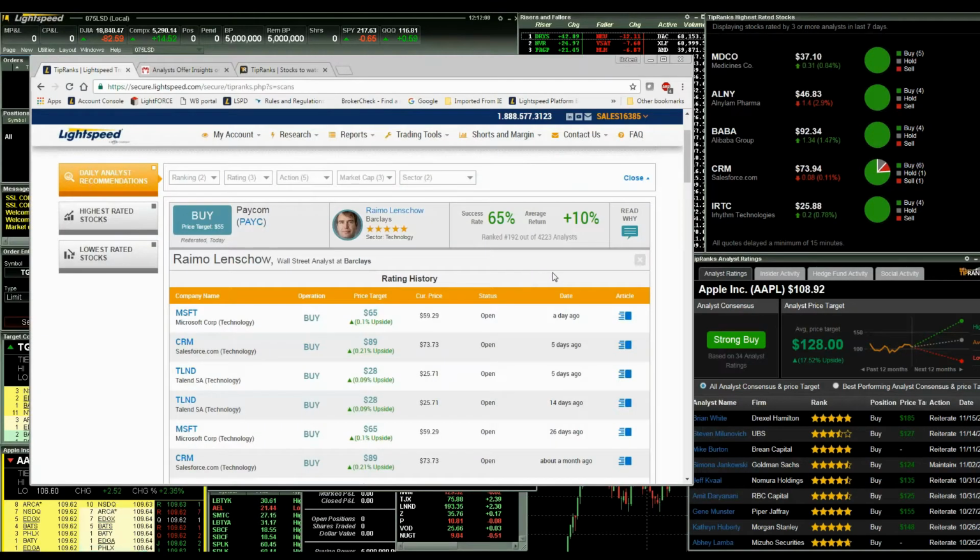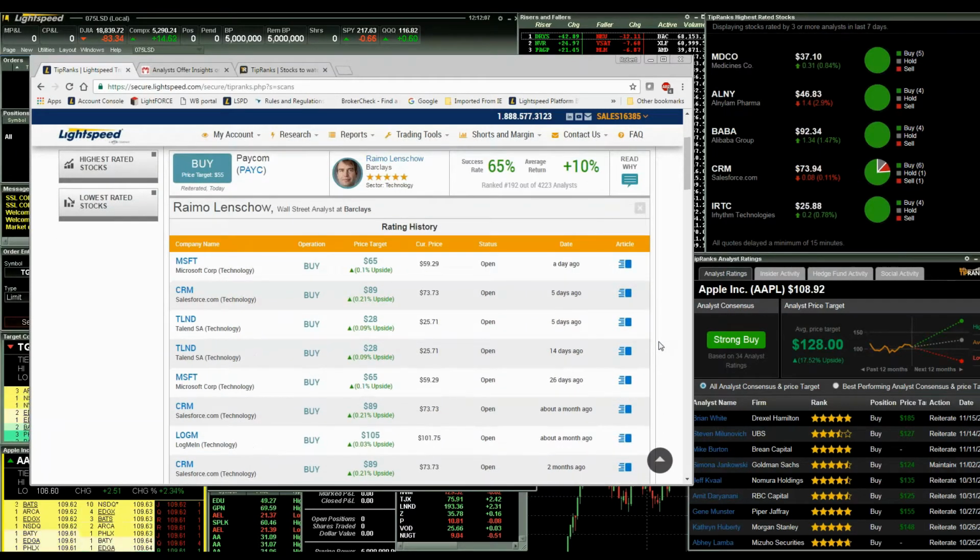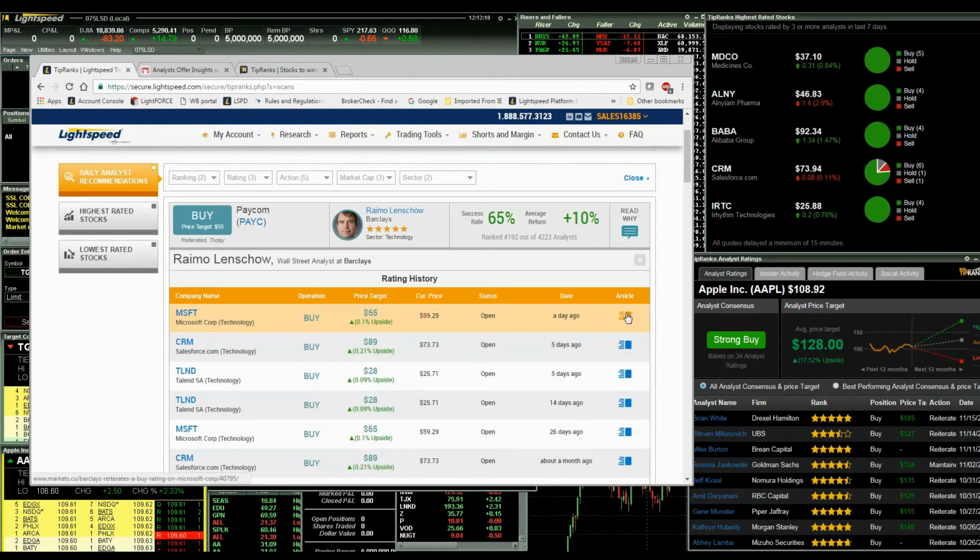See, it shows their rating history on other companies as well. You can basically see the list of all the other companies he recently rated and get other investment ideas, because if you do find that analyst whose performance is just off the chart, you might be interested to see other companies he recently rated.